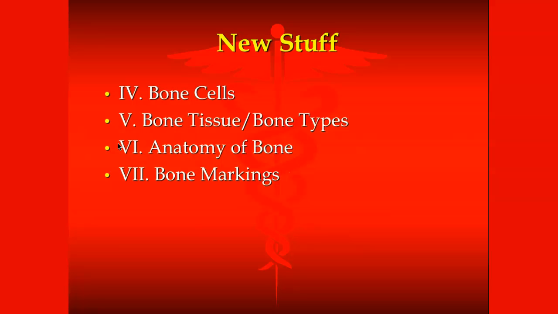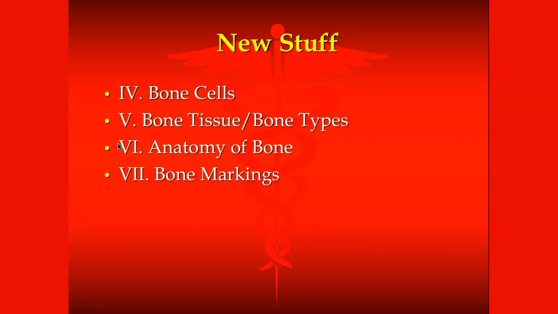The new stuff I want to go over, I want to review the bone cells. If you remember in the body story video that we watched, that super cool video, I talked about osteoblasts, osteoclasts, and osteocytes. So I want to review and introduce those more formally so you know what they are and what they do. And then I want to talk about bone types, and a lot of times they'll just talk about the two main bone types, but we're talking about the difference in the bone tissue itself, and that's what makes bone types different. And then I want to talk about the anatomy of bone, what it looks like inside and how it's put together, and then bone markings.